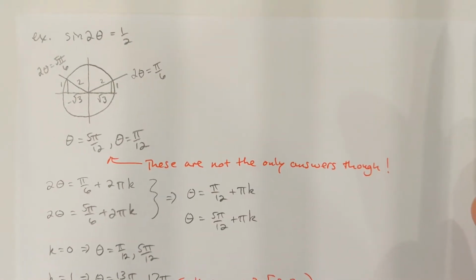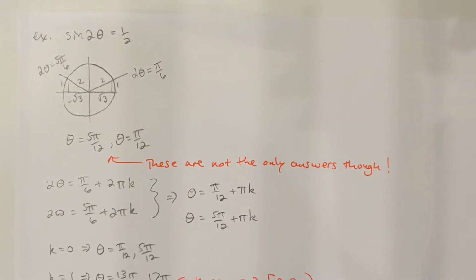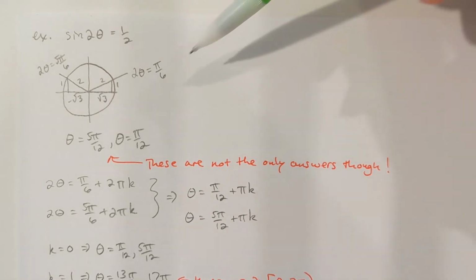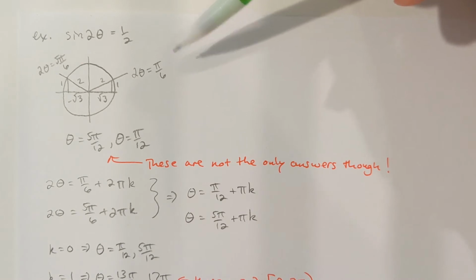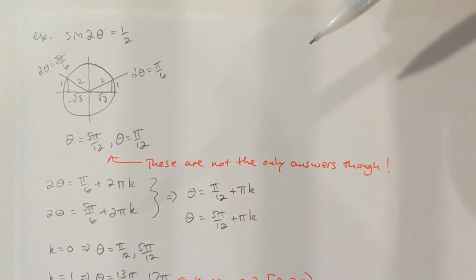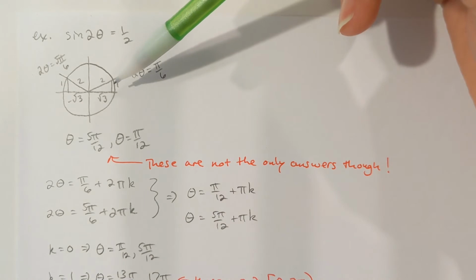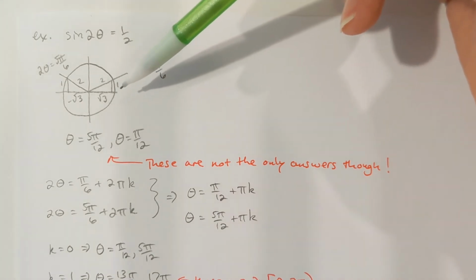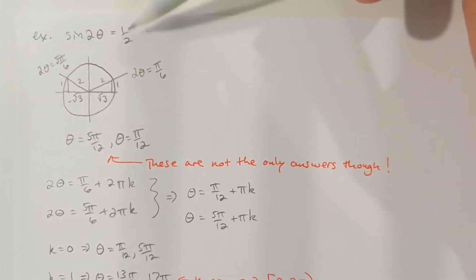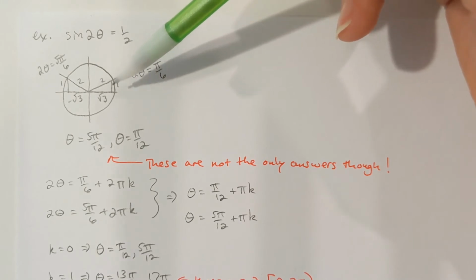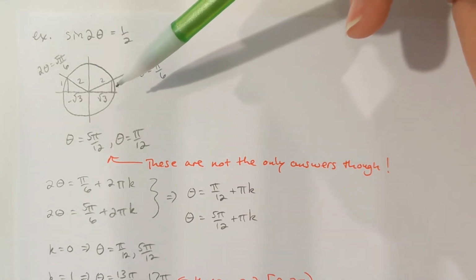Okay, here's another example. Suppose that we want to solve sine of 2 theta equals 1/2. Well, I know that sine of pi over 6 would be 1/2, since I'd be working with a 30, 60, 90 right triangle. The opposite side is 1, the hypotenuse is 2. The adjacent side then would be root 3.